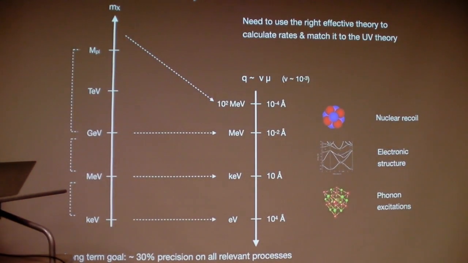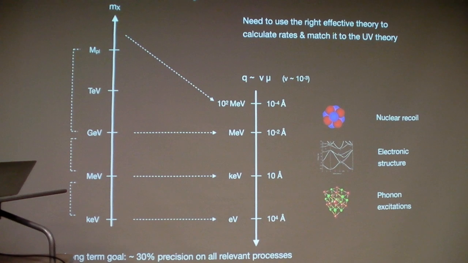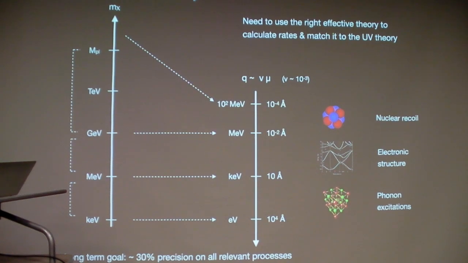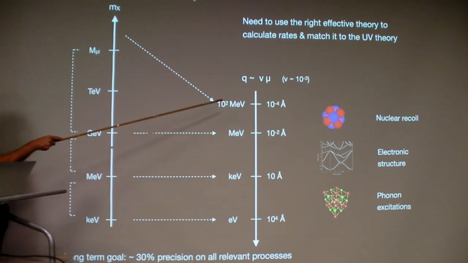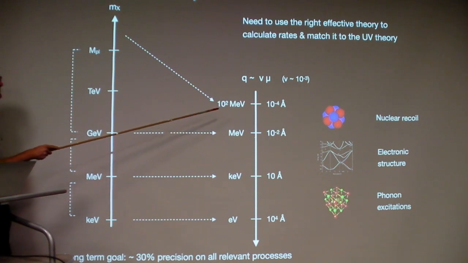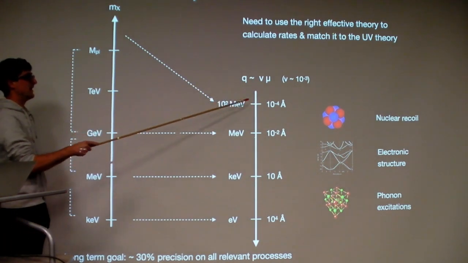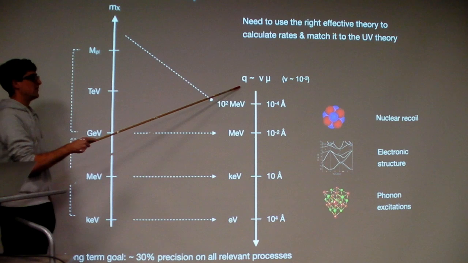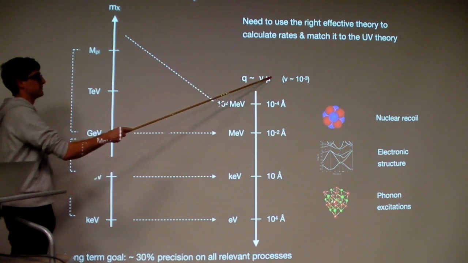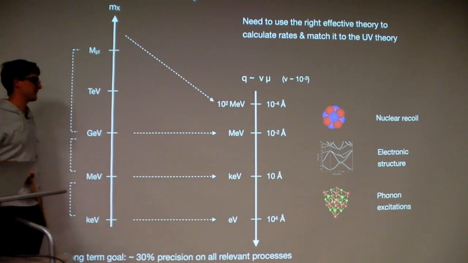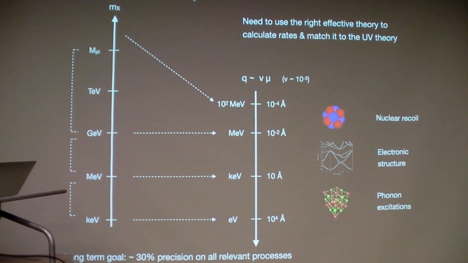So here is maybe the most important slide in some sense. Why do we care about doing detailed rate calculations? Here you see the dark matter mass on this axis from a keV to, let's say, the Planck scale. The way you're interacting with your crystal or your material is always going to be proportional to the de Broglie wavelength, basically. Or this is momentum transfer. This mu is the reduced mass, and v is the dark matter velocity, which is 10⁻³ in natural units.